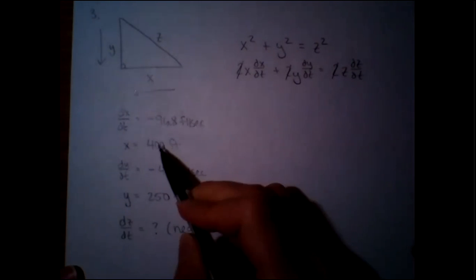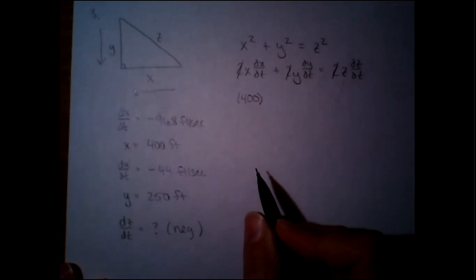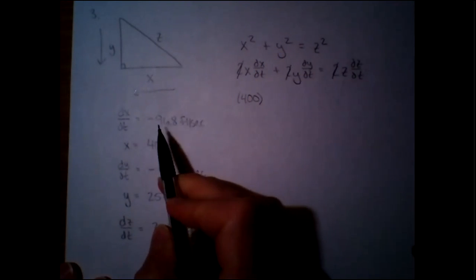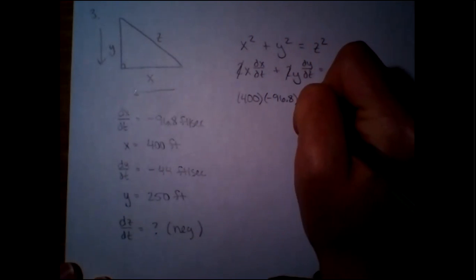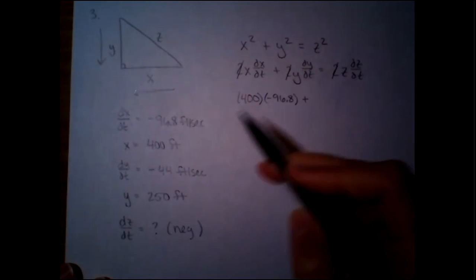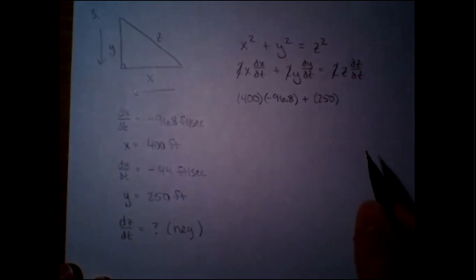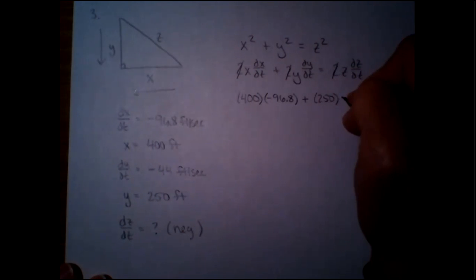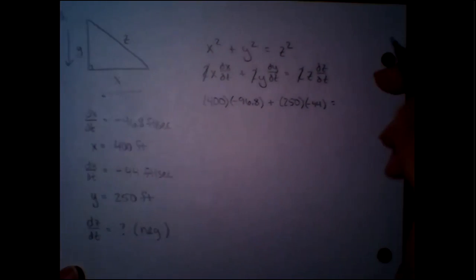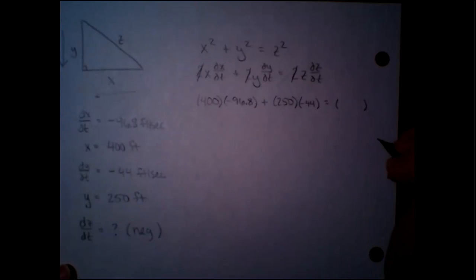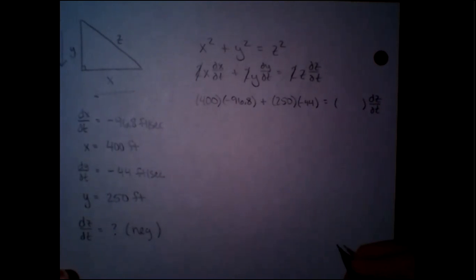So x is 400, and dx/dt is negative 96.8, plus y is 250 and dy/dt is negative 44. z I do not have, so we're going to have to come back to that. And then dz/dt is what we're trying to find.